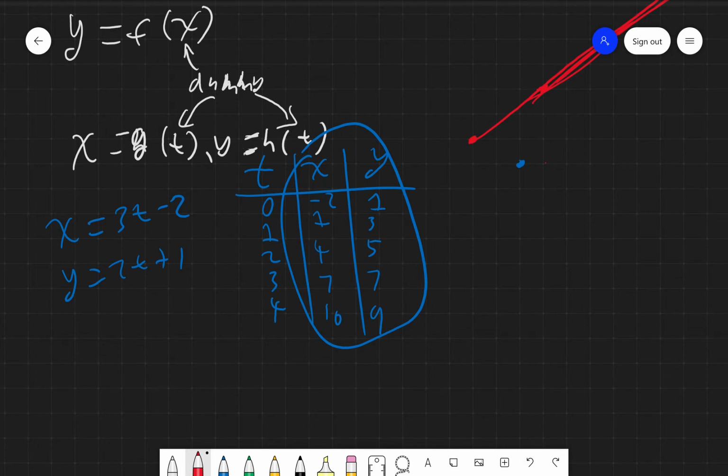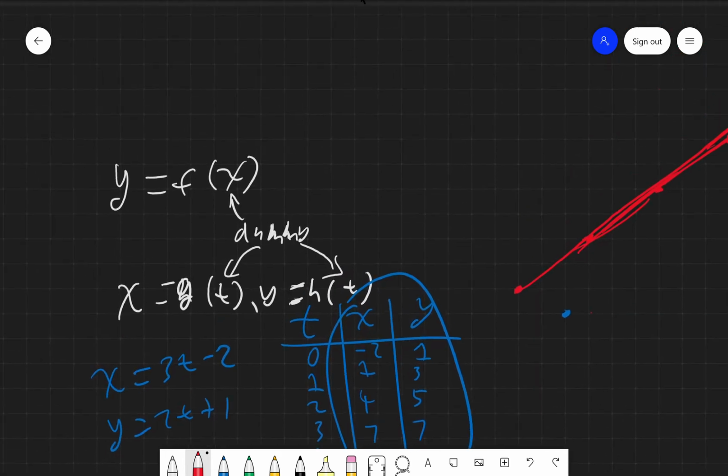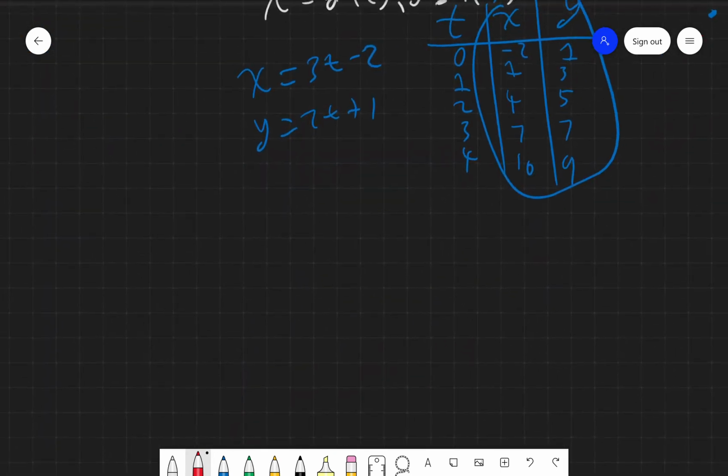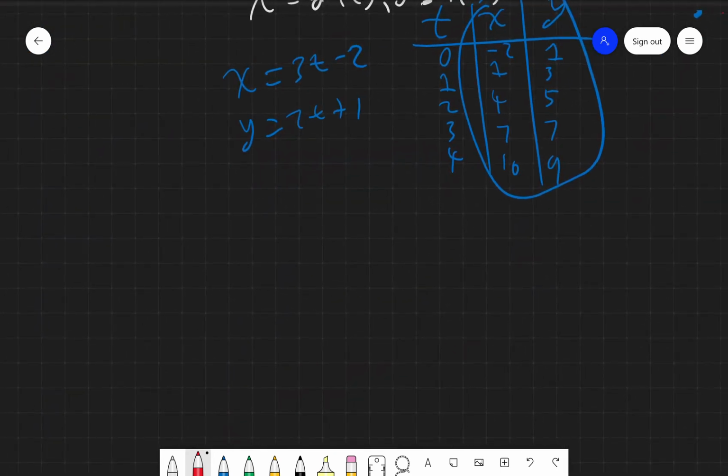Now, how could we have graphed that faster? Because we're used to our good old y equals f of x rather than this weird parameterization, we can convert it. Let's see how to do that. There are many ways to do it. The best way for these simple ones, and what most people do, is substitution.